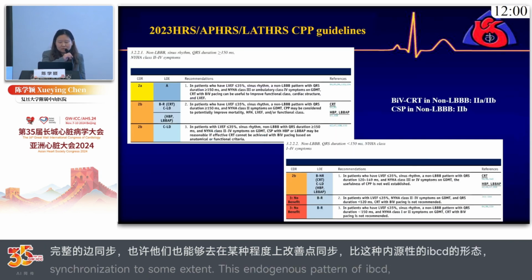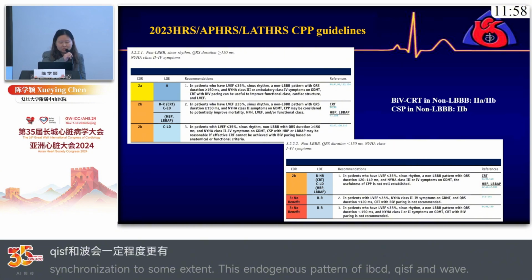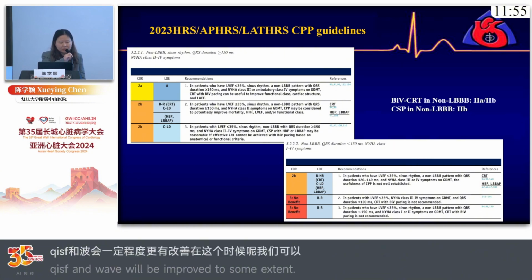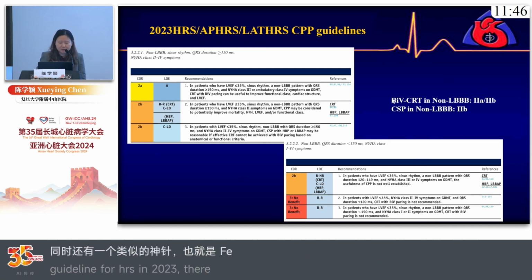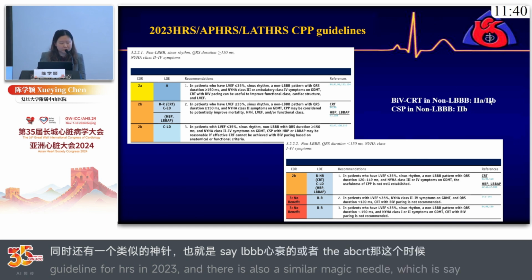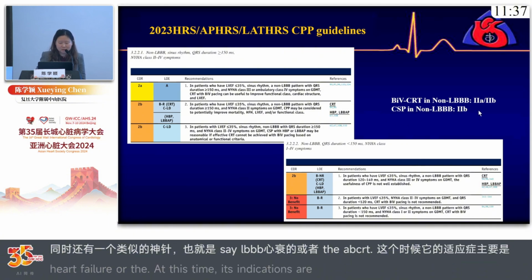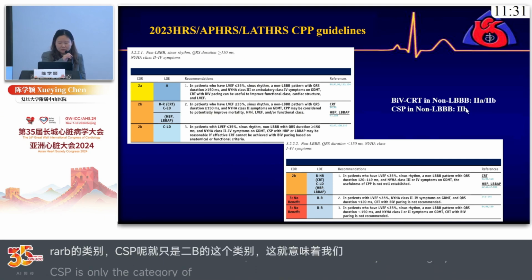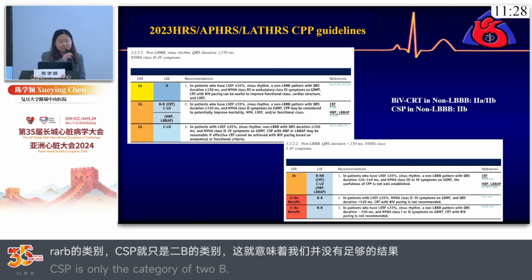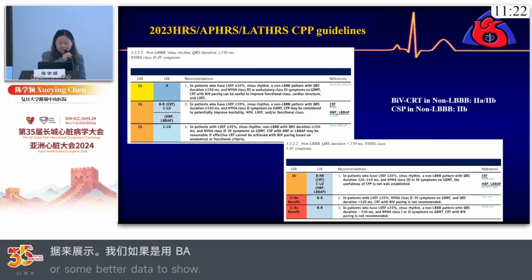And let's come to see the guideline. The 2023 HRS/CPP guideline also has similar indications in non-LBBB cases with heart failure. For BiVP CRT, the indication class is 2A or 2B, but for CSP, it's just 2B. That means we don't have enough results to show that if we do BiVP CRT or CSP, we can have a better clinical result in these heart failure patients.